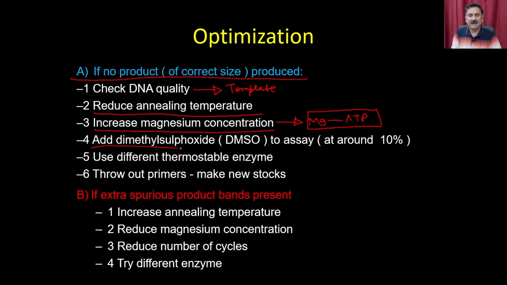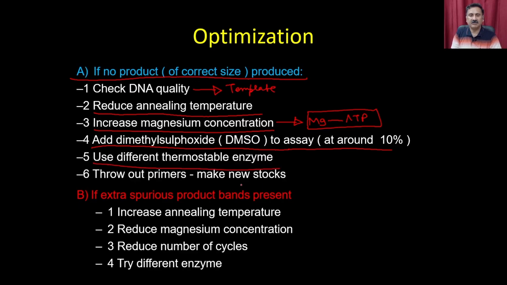Then you can also add the DMSO. If you add the DMSO, it is also going to confer specificity in the system. You can use different thermostable enzymes, and that also sometimes works to provide you the product. And if any of these things does not work, then you can design new primers, and it may work.